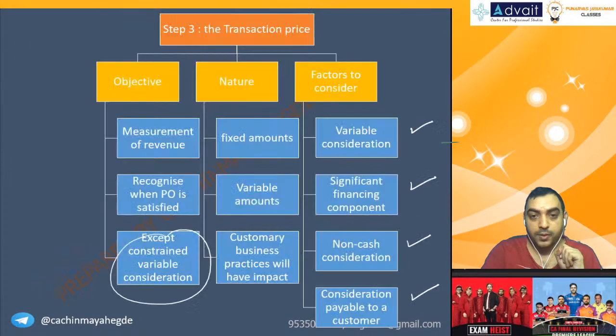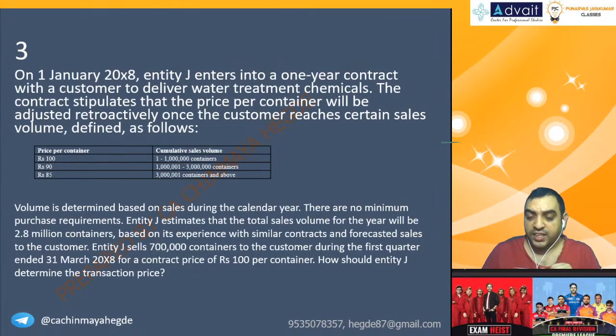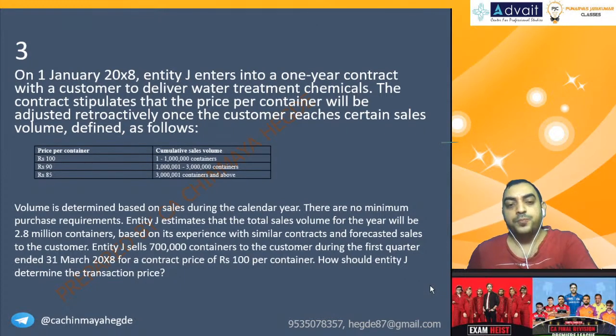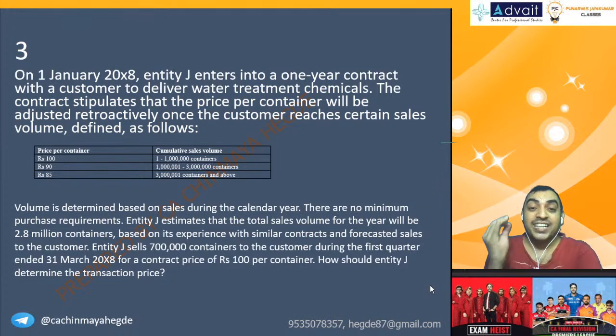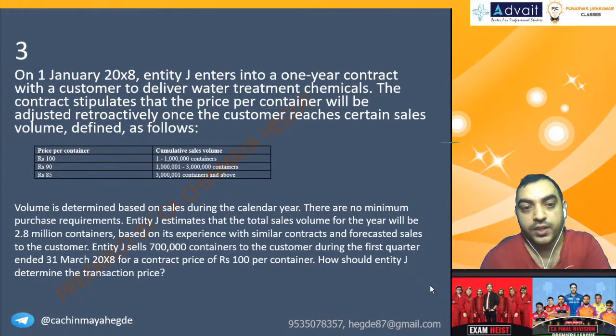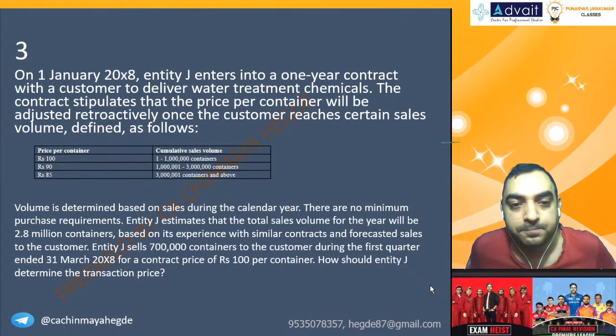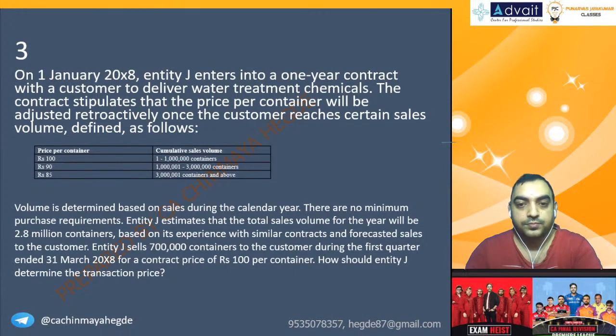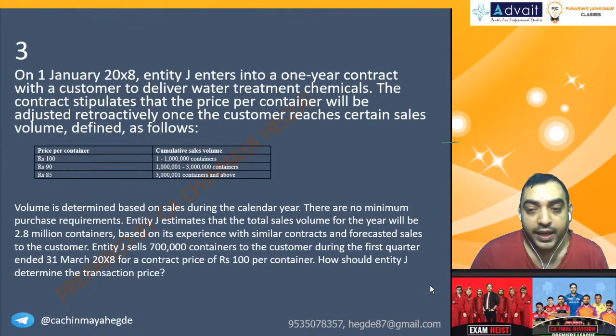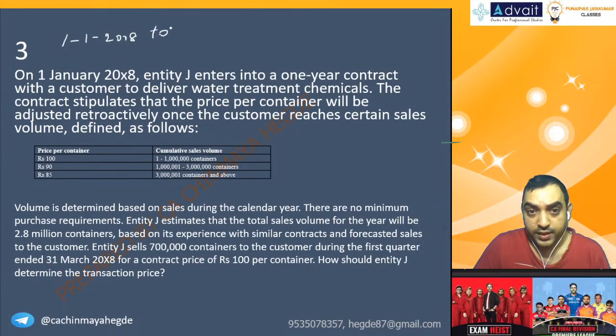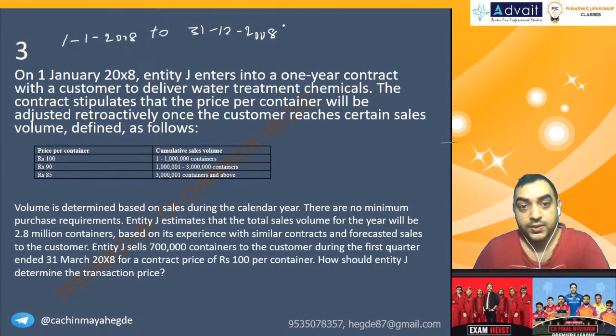Okay, then we come to this problem. Before these 4 points, first let us look at this problem. It's an MTP question as well as an RTP question. This will give you an idea of what the entity expects to receive. Once we are clear about that, then we go for the 4 angles in the transaction price. On 1st January 2008, entity J expects to enter into a 1-year contract with a customer to deliver water treatment chemicals. 1-year contract, 1st Jan 2008, so 1 year means 31st December 2008.